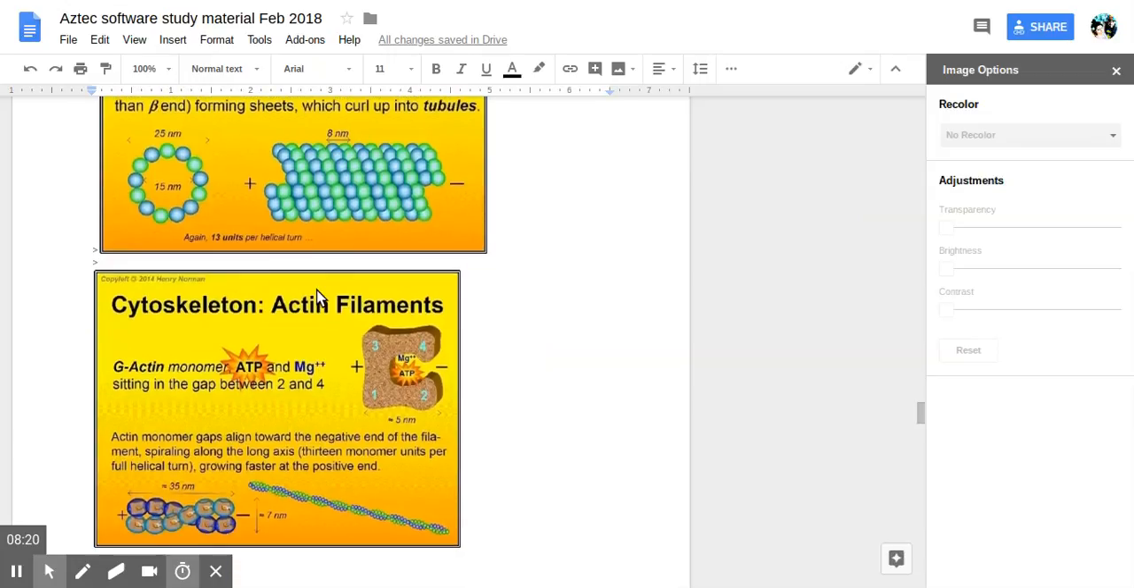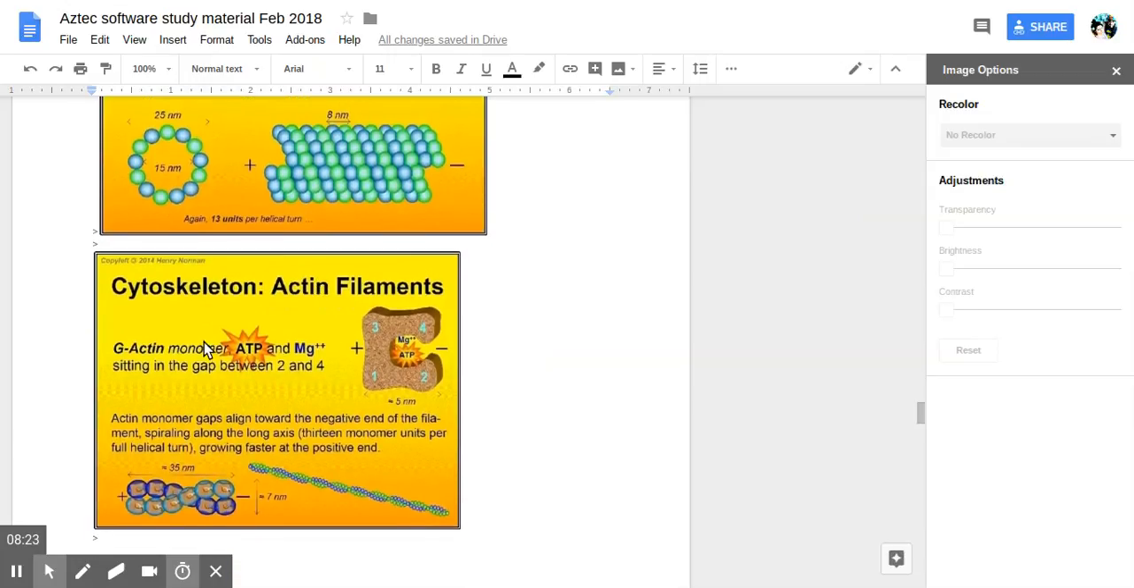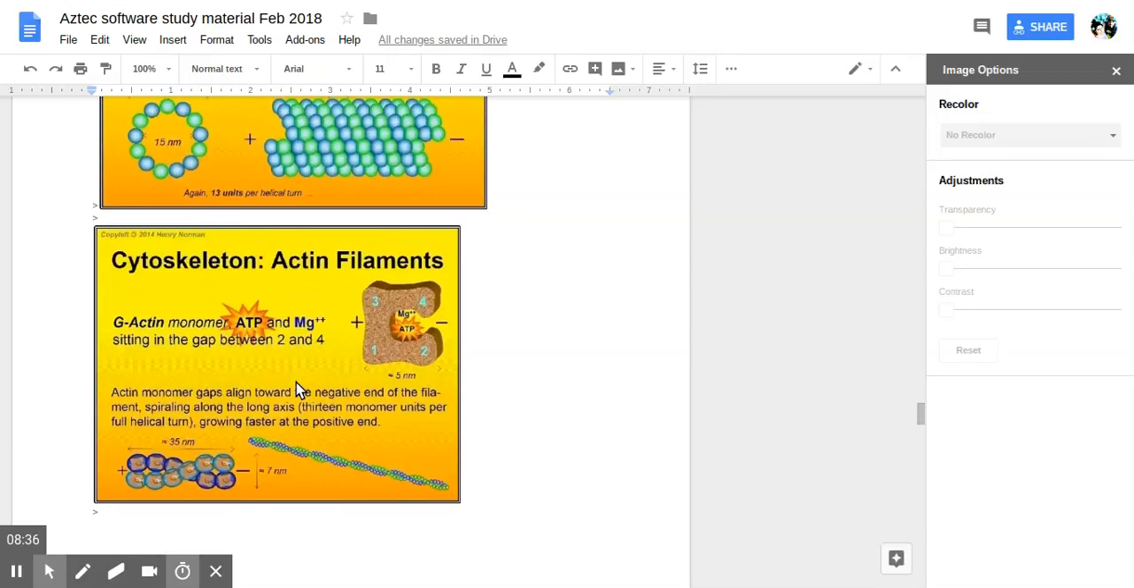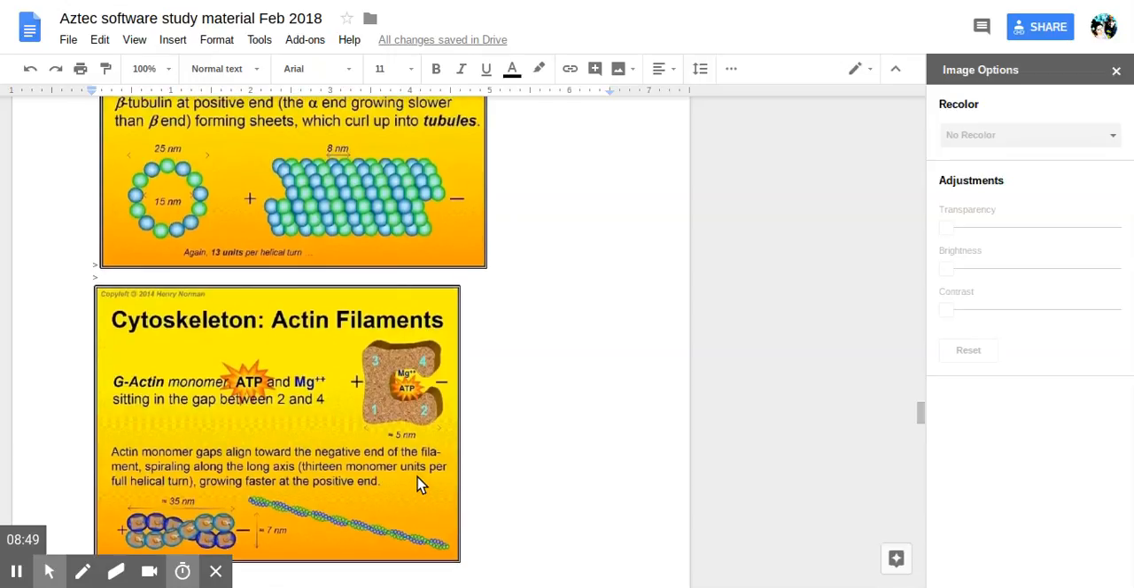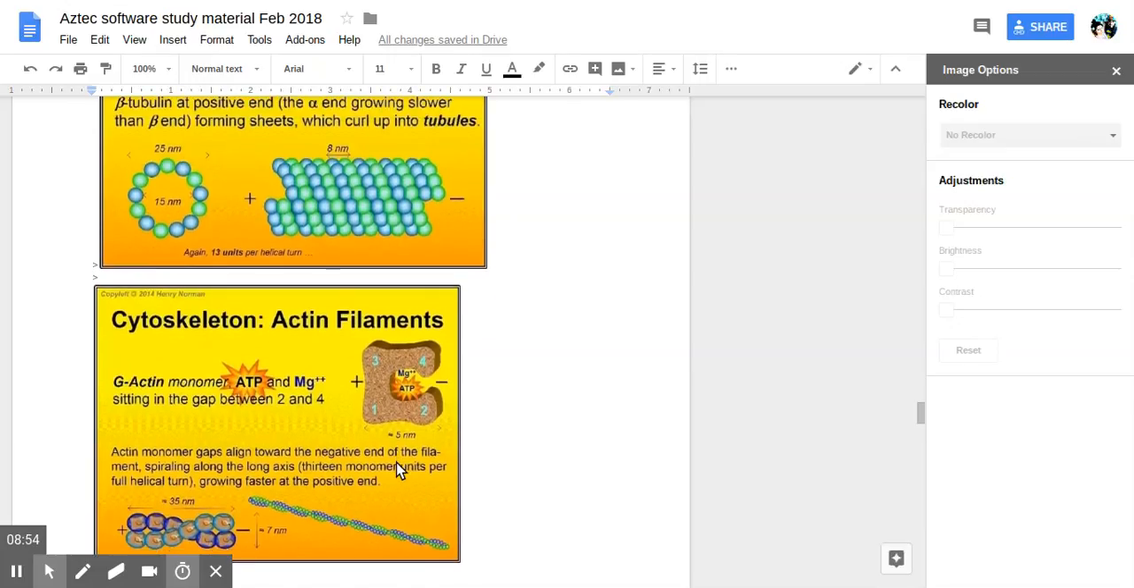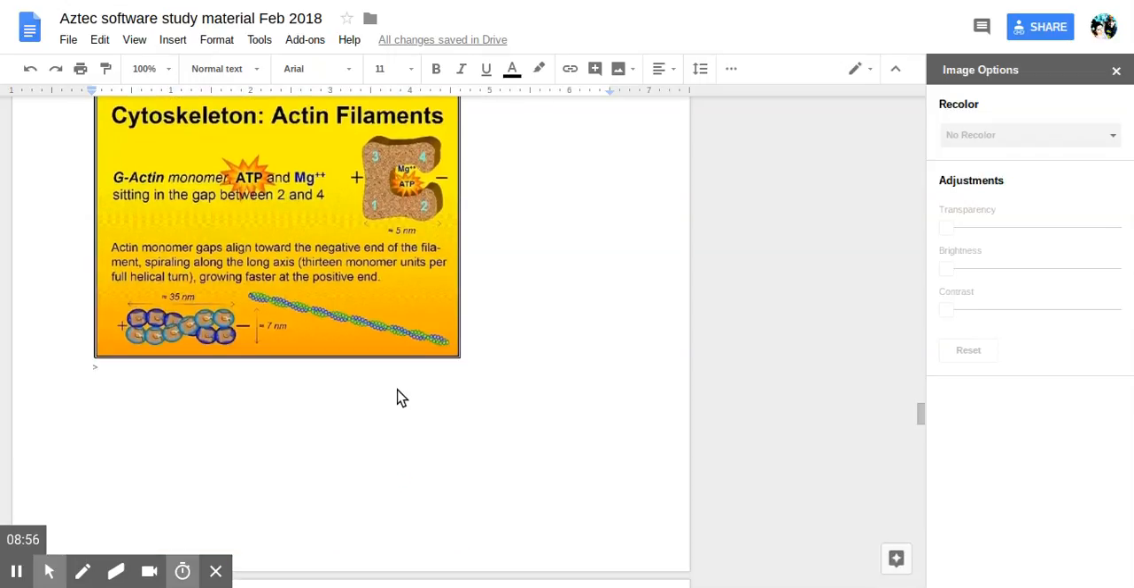And then the actin filaments, as part of the cytoskeleton, are made out of a G-actin monomer, and they use ATP and magnesium in order to function and to move around. Actin monomer gaps align toward the negative end of the filament, spiraling along the long axis, 13 monomer units per full helical turn, just like with the microtubules, going faster at the positive end. So they're a bit different.